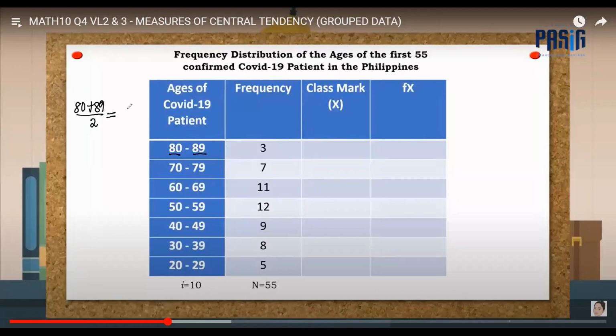$84.5. 84.5, correct. So this is 84.5. Now, how about for this class? Ano po yung magiging class mark natin dyan? 74.5.